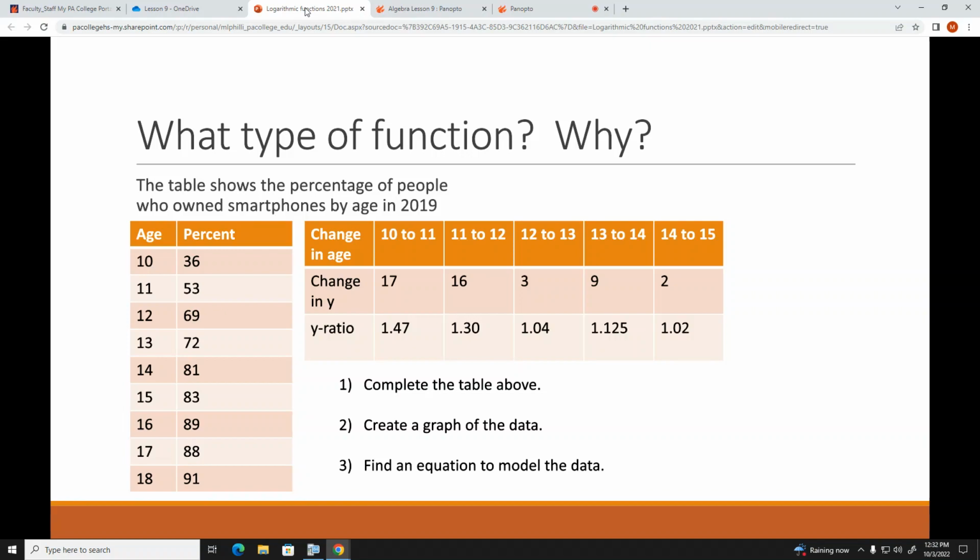In this example, we're asked what type of function and why. We see a table of different ages and what percentage of that age group owns a smartphone. The first thing we do is look at the change, and we know to do this: y2 minus y1. I have typed those in, and I notice about them that they are not constant.